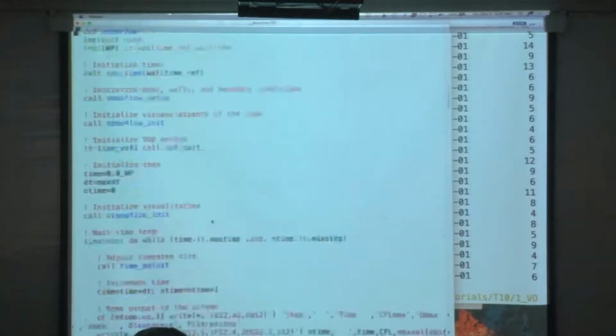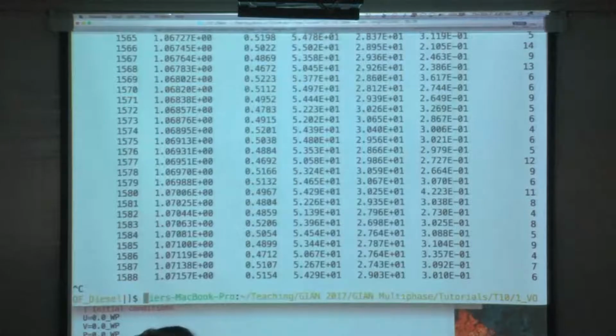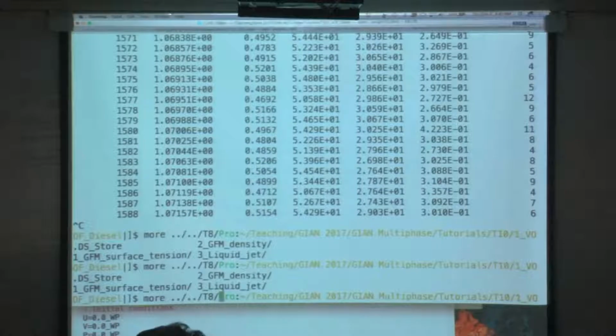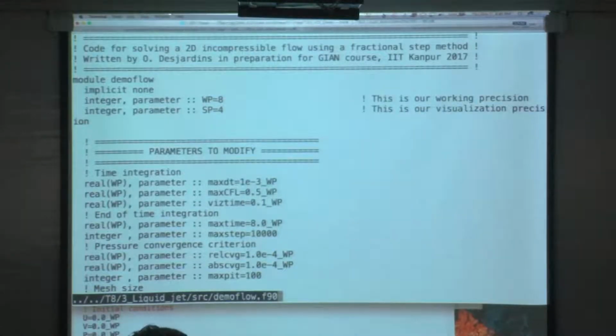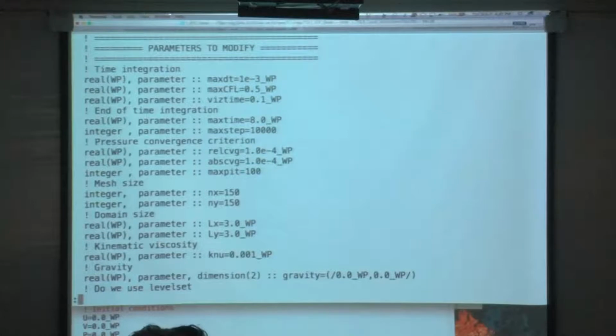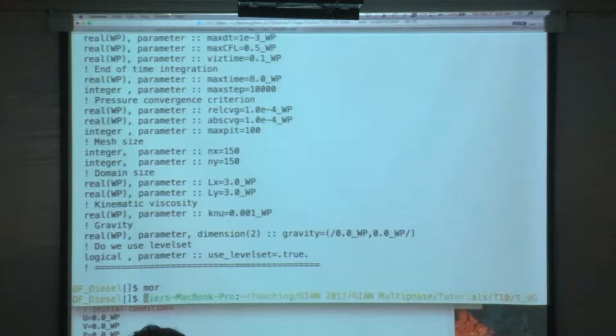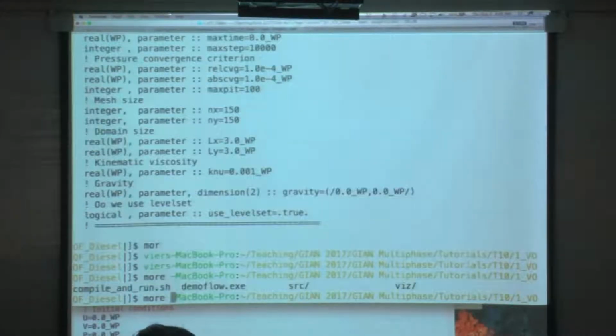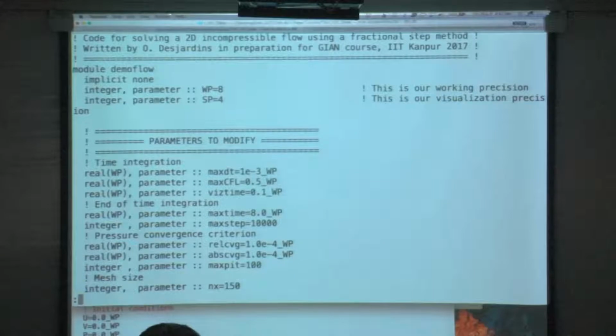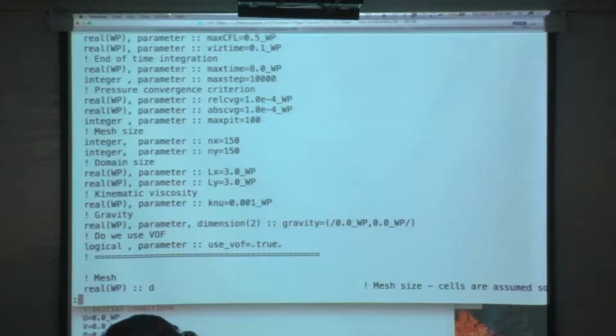Let me take a quick look at this source demo flow. Let me take a quick look at viscosity and time step size. So this is 10 to minus 3, and the viscosity is 0.001. That's the problem with running cases like these that are kind of disconnected from reality. It can be difficult to know whether you're running something meaningful or realistic in any way. So 10 to minus 3, 0.01.